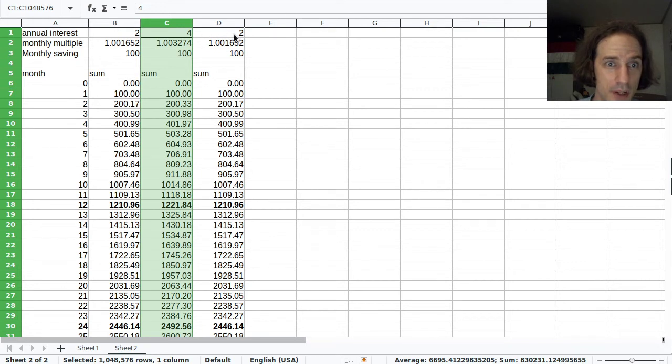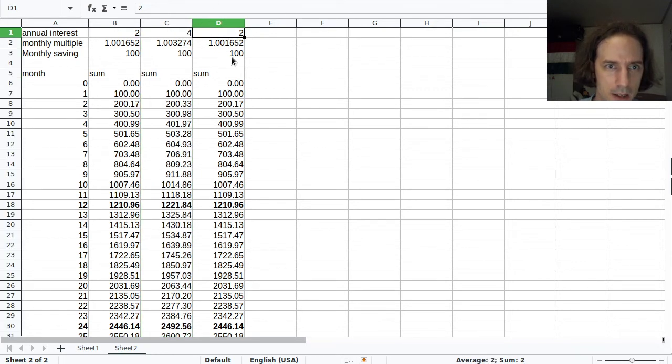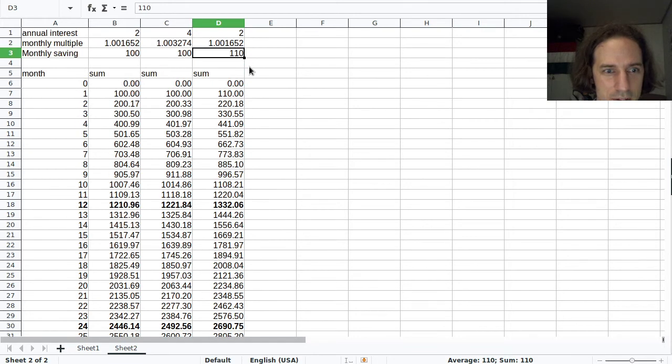So maybe you want to keep the more stable investment and get a little lower interest rate, but maybe you can just try to save a little more, maybe just 10% more. What happens when you save just 10% more?